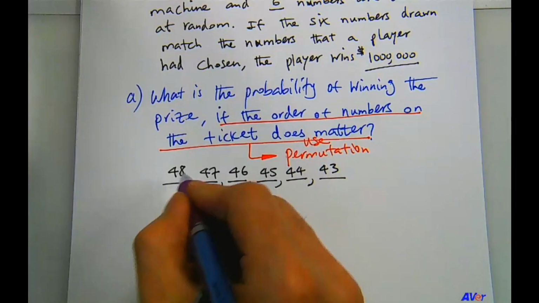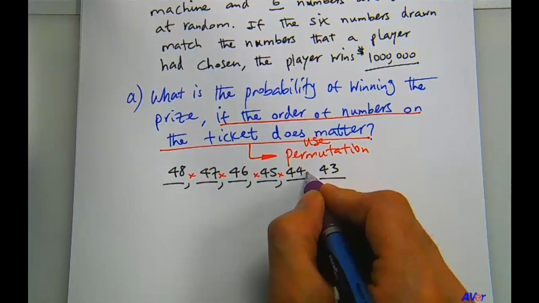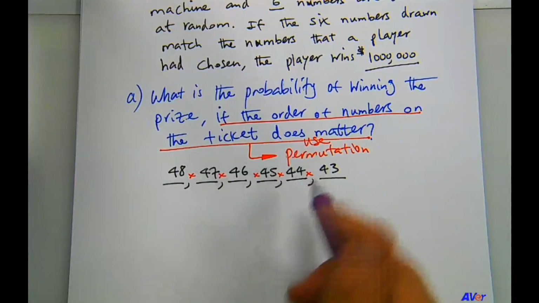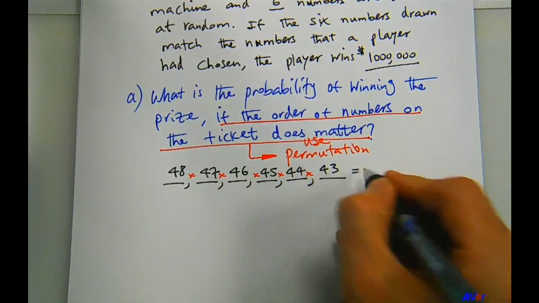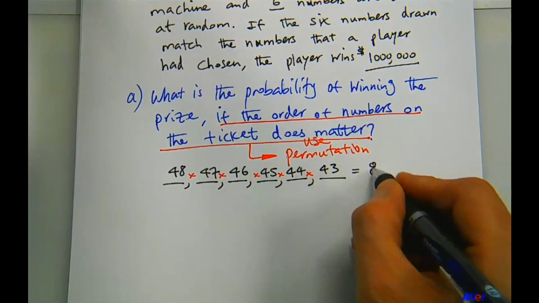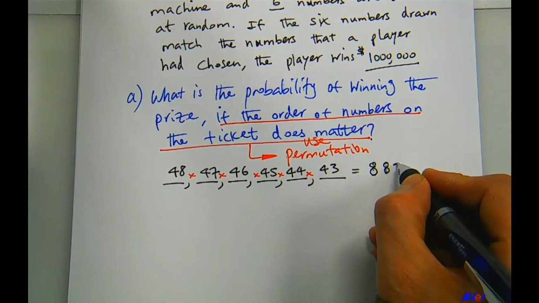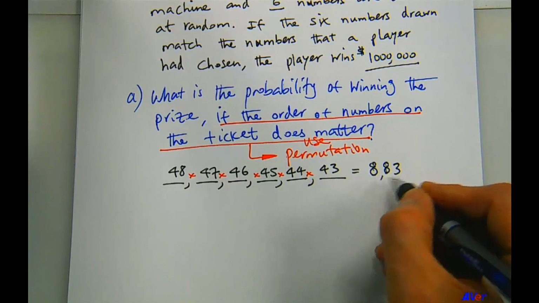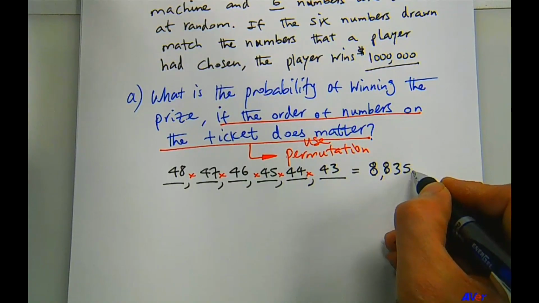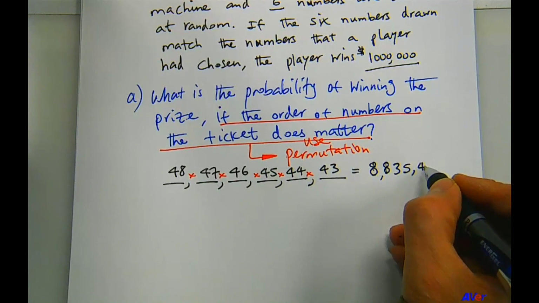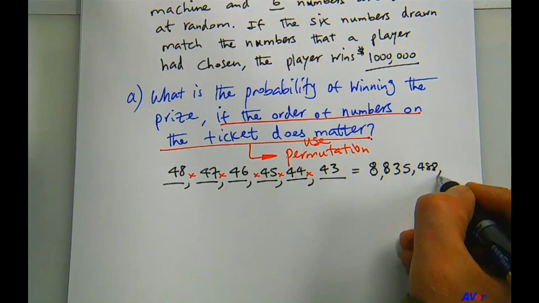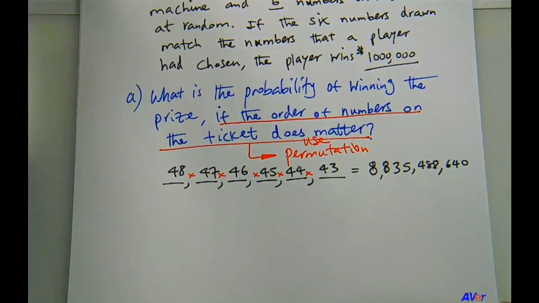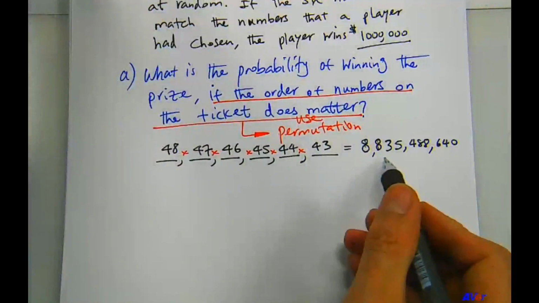And of course, by the multiplication principle, we multiply these together. This is for permutation. The number I got is a very large number, about 8 billion: 8,835,488,640 possibilities. Now this is the count.